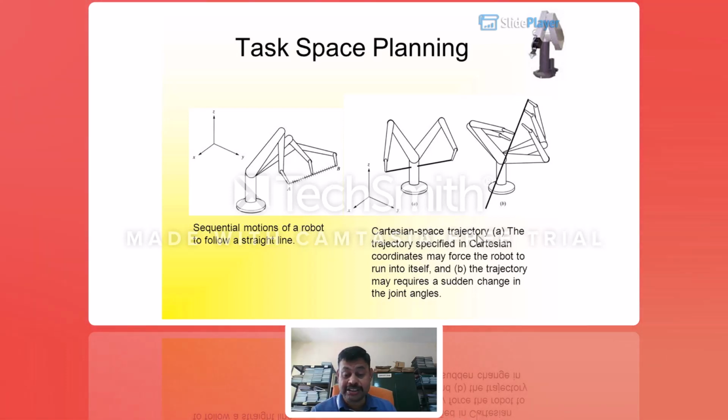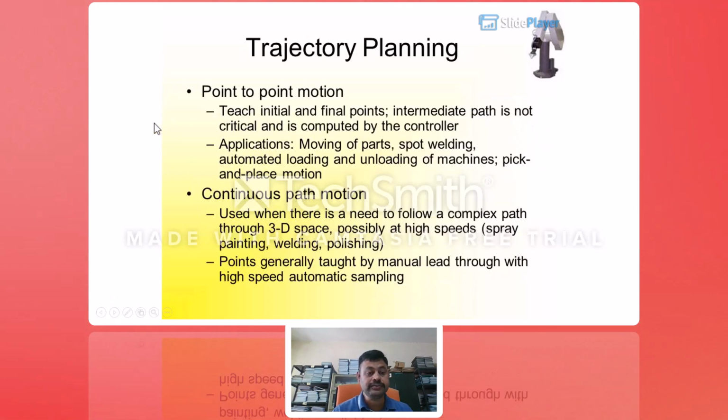For example, a Cartesian space trajectory specified in Cartesian coordinates may force the robot to run into itself. Here you can see the movement is linear. And again, the trajectory may require a sudden change in joint angle. The joint angle originally is available here, and then there are some angle changes. So this is the way we have to plan the task.